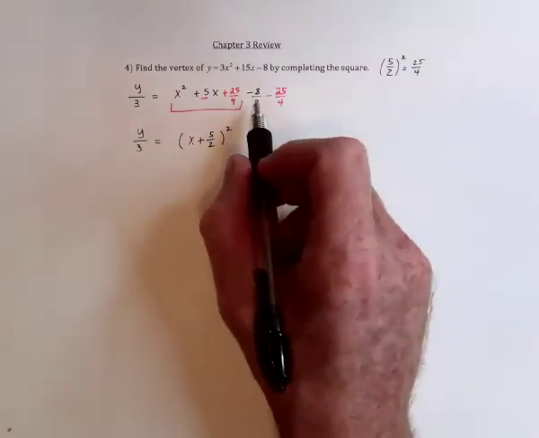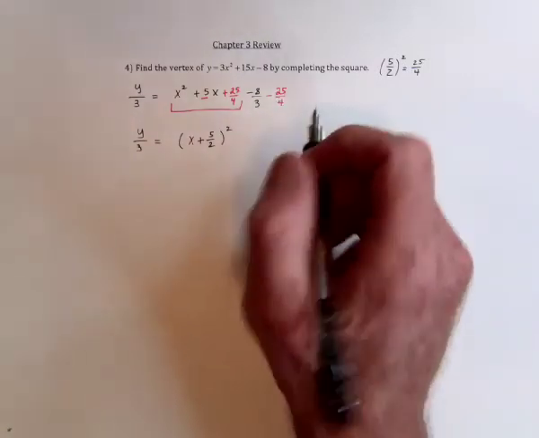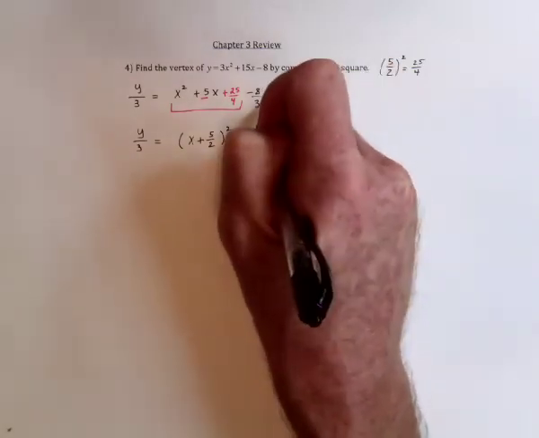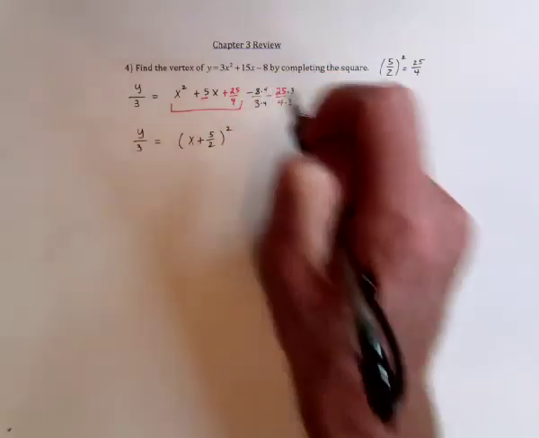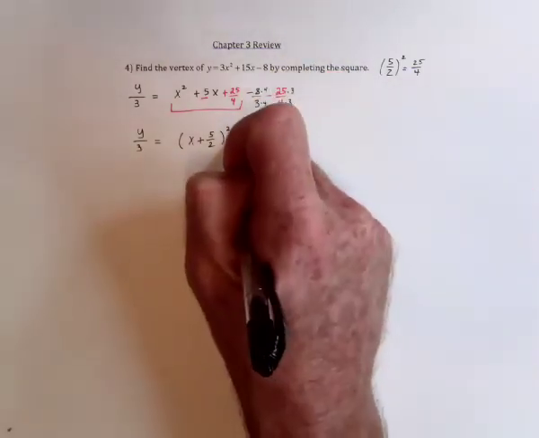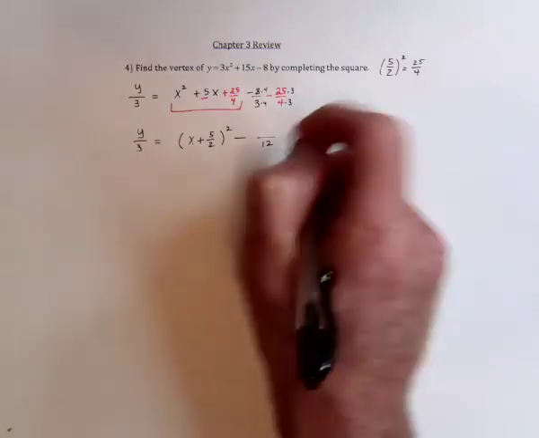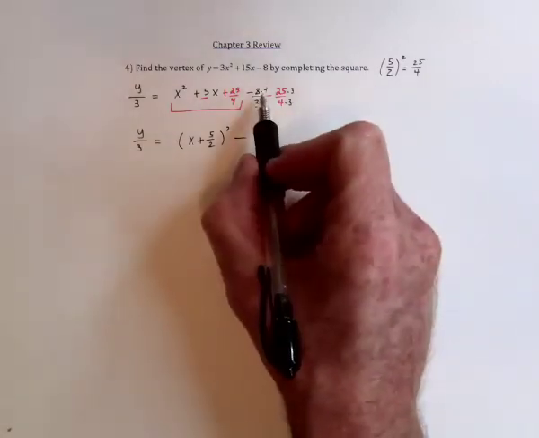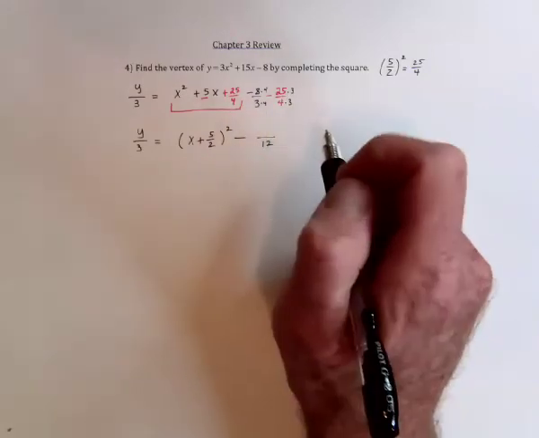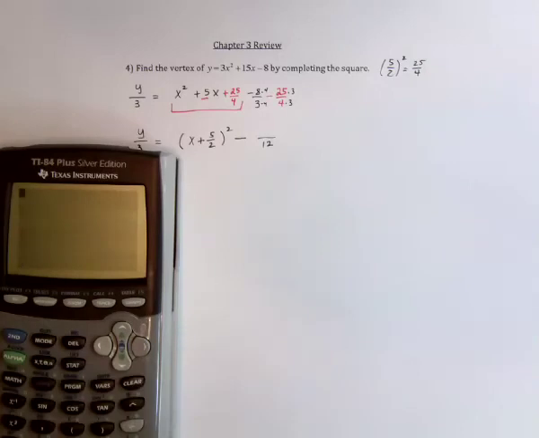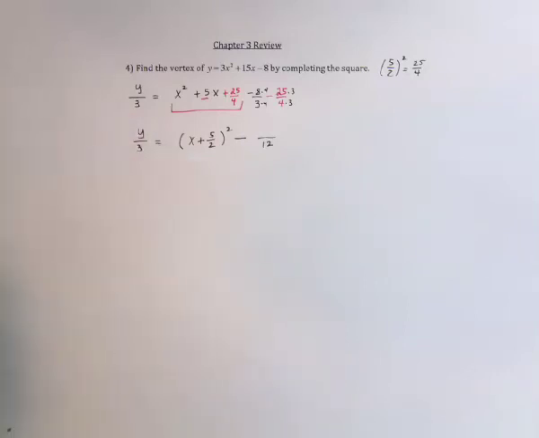And then over here I need a common denominator, which is going to be 12, so I need to multiply this by 3 on the top and the bottom, and this one by 4 on the top and the bottom. And they're both negative, so the result is going to be negative something 12ths. And there's negative 32 and negative 75. Negative 32 and negative 75, negative 107.